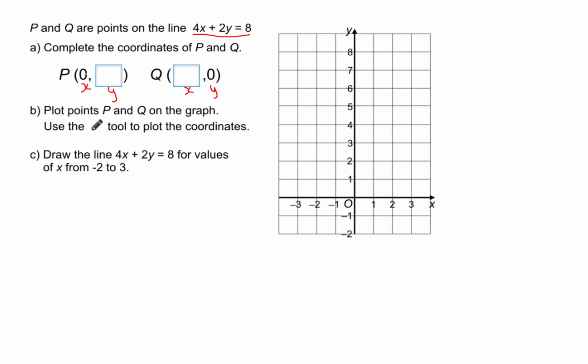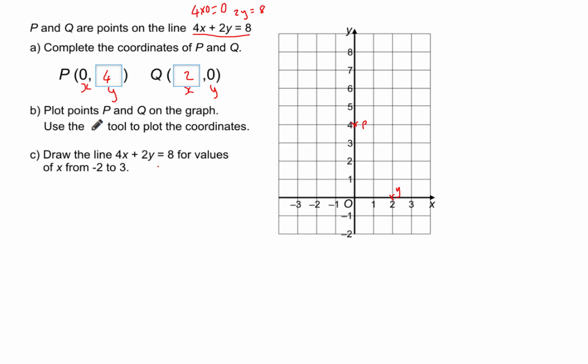So all we need to do is substitute x equals 0 into this. So 4 times 0 is 0, right? So 2y is going to equal 8, and you should be able to do that mentally. So y equals 4 here. Now this time y is 0. Well, 2 times 0 is 0. So 4 times what is going to give us the 8? That's going to be 2. Plot those coordinates down. 0, 4. That's P. 2, 0. That's Q. And that's going to get you marks.